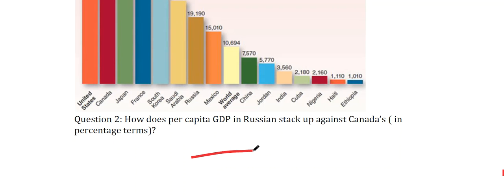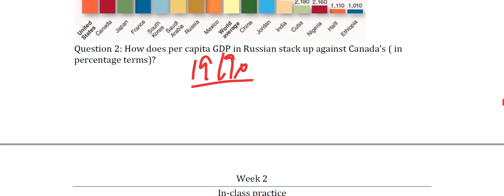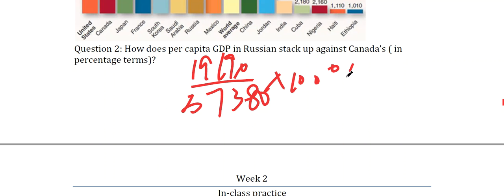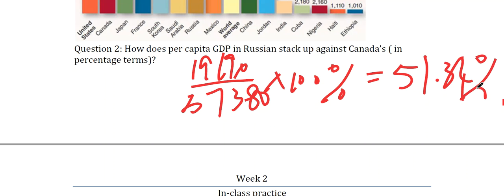So your numerator will be Russia's GDP, 19190, and your denominator will be Canada's GDP per capita, which is 37380. And again, you will convert it to a percentage by multiplying by 100%. And then if you are using your calculator, you will get 51.34%. So this is the answer for the second question. It is related to the per capita GDP.